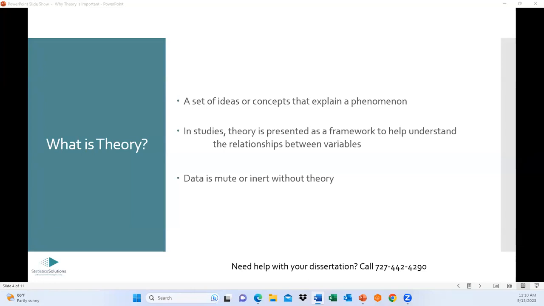Data is moot, like I said, mute or inert without theory. In other words, data can't really speak for itself. I mean, you analyze the data, you come up with results. Yes, these two constructs are related, or no, they're not related. But then you have to discuss what that means, right? Later in the discussion chapter, in chapter 5, usually. So that's where theory comes in, right?